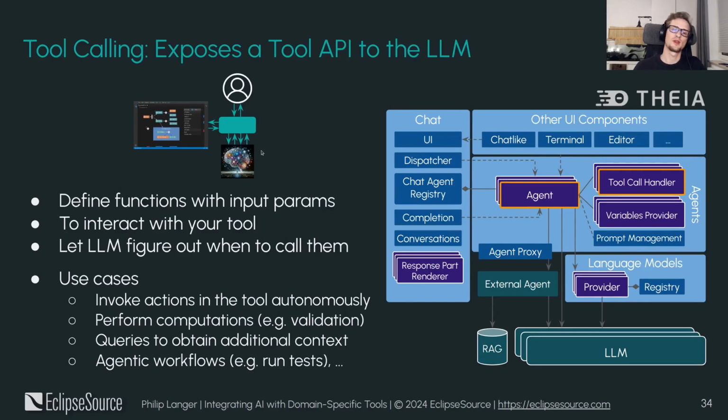Because you're not driving the LLM, asking it first to classify, then give you some response, and based on that you give context and so on. You just give the functions to the LLM and the user prompt, and the LLM itself decides when to call which functions. And that's a very common use case, actually, and very useful for use cases where you want to equip the LLM with the capability of invoking actions in your tool autonomously, or you provide computations or functions to the LLM.